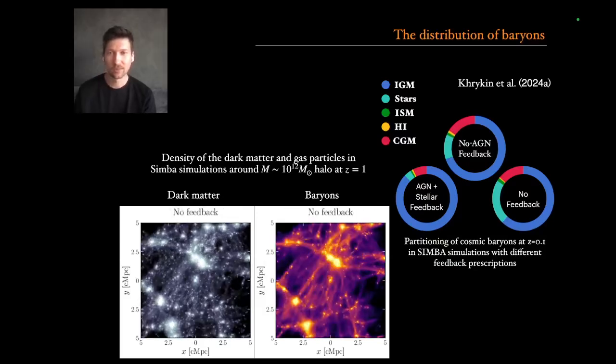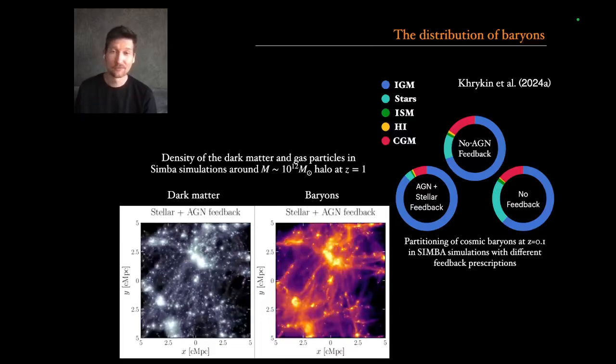And you can see that while the dark matter density stays almost the same, irrespective of the given feedback mechanism, the density of baryons changes significantly. And therefore, obtaining the distribution of baryons observationally would be crucial for refining our understanding of how galaxies evolve, how feedback mechanisms work, and how galaxies and large-scale structures co-evolve together.